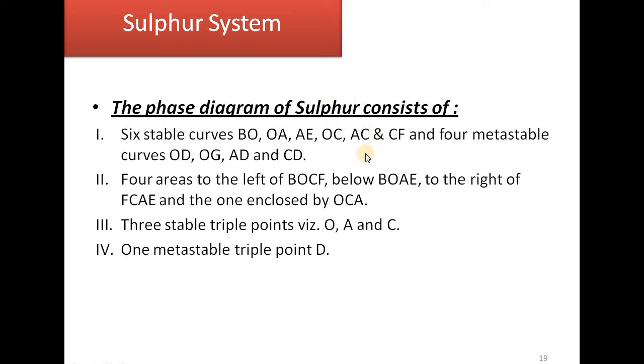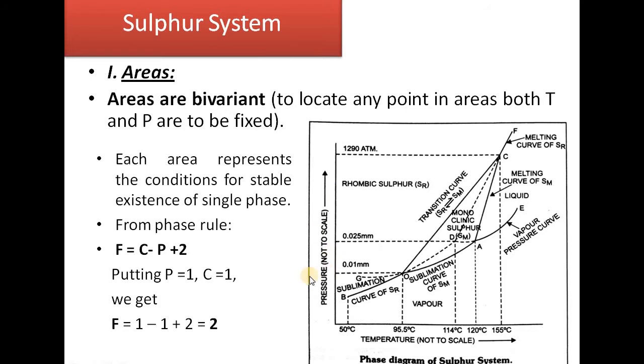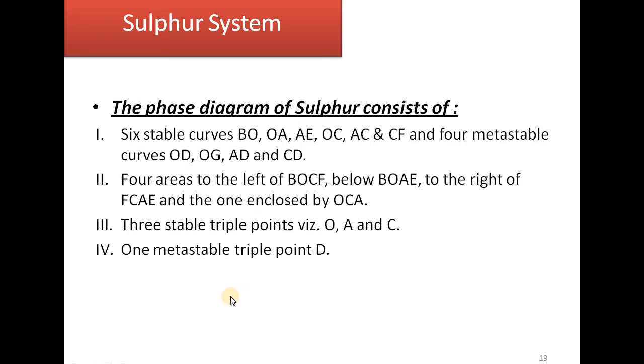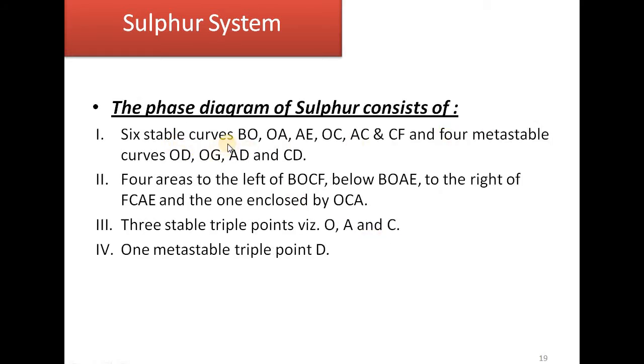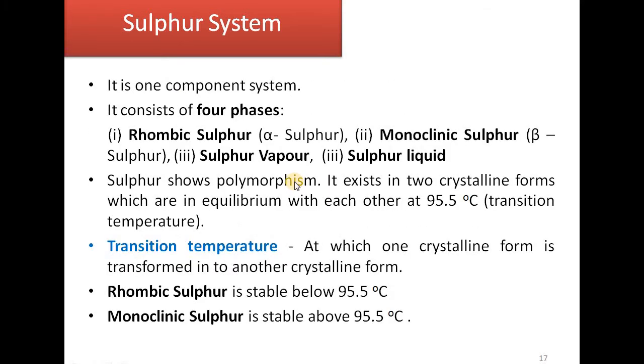As we can see in the figure in this slide, there are 6 stable curves. These are BO, OA, AE, OC, AC and CF. These all are stable curves in the phase diagram of sulfur.